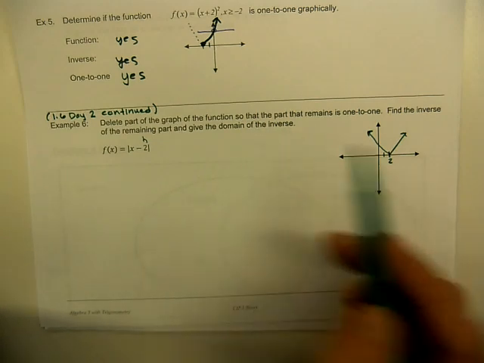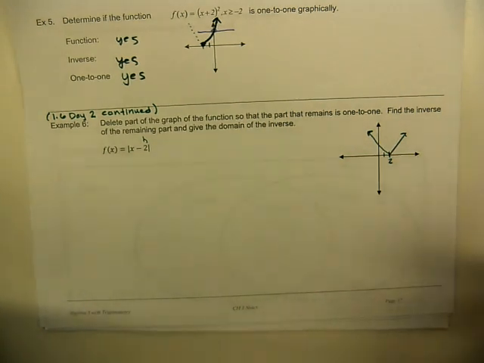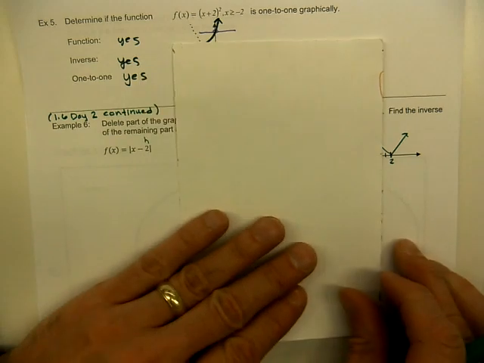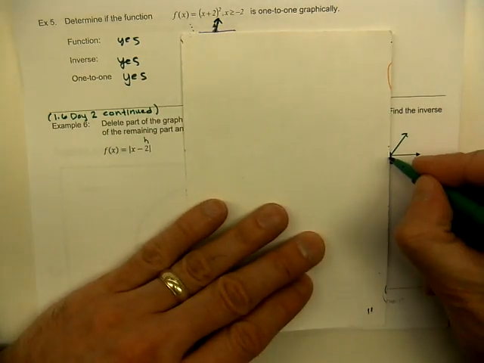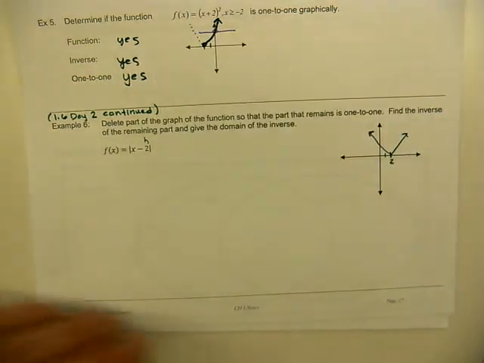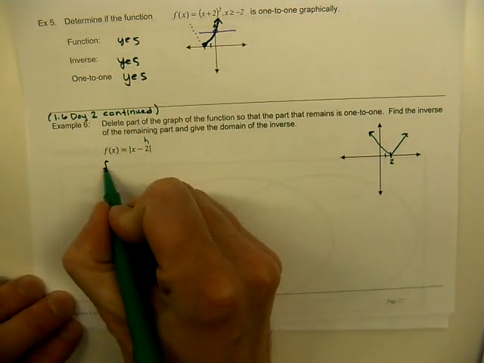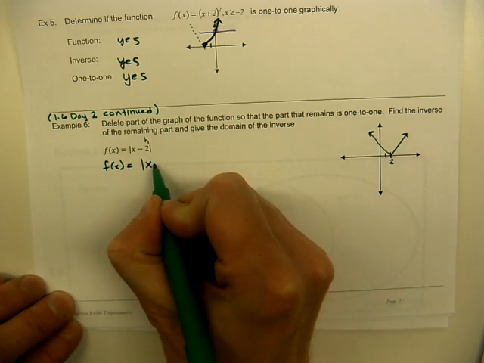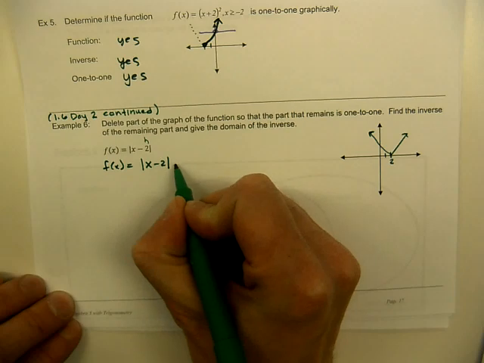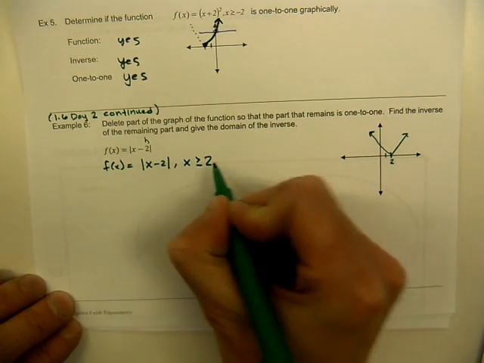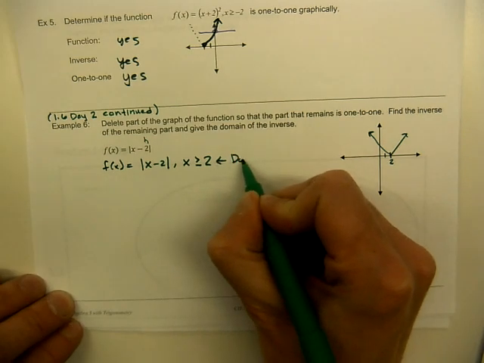Okay, so there are two branches. What if we just remove half of the branch? We could either remove the right half or we could remove the left half. Let's do that. So we're going to just use the domain starting at 2 and greater than 2. So we're going to take this function and modify it slightly. We're going to take this absolute value and say this is true only for x greater than or equal to 2, right? So there's my domain restriction.